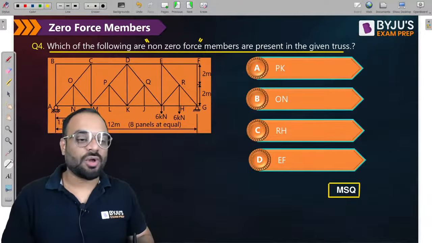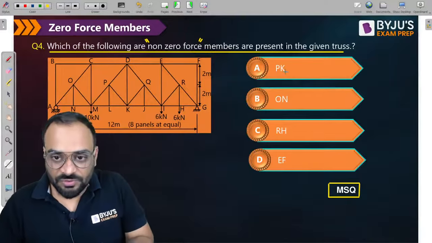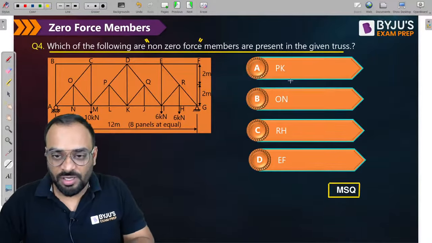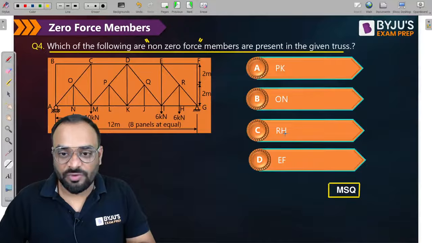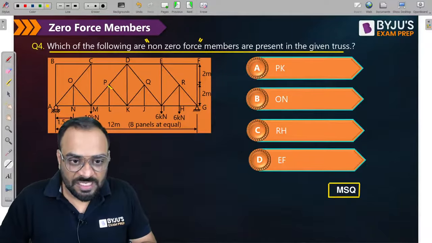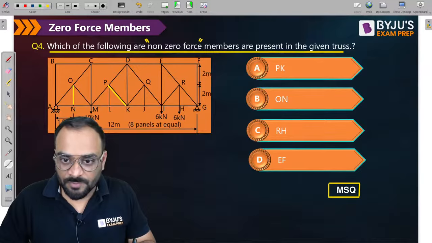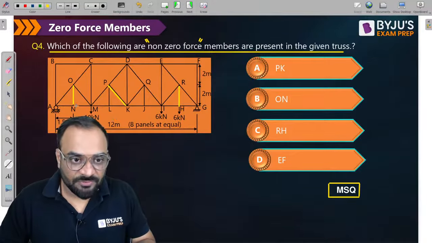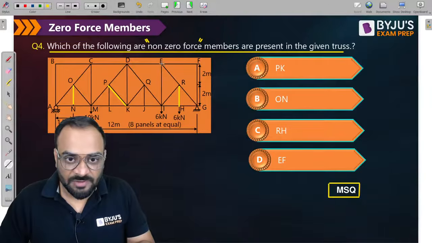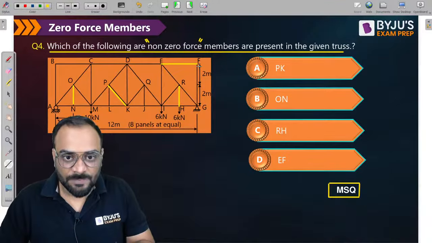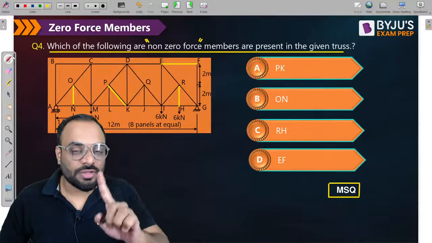Okay guys, let's solve this problem. First of all we need to mark the members which we have to find out. The first one is PK, the second is ON, the third is RH, and the fourth is EF. Now we need to mark the non-zero force member.